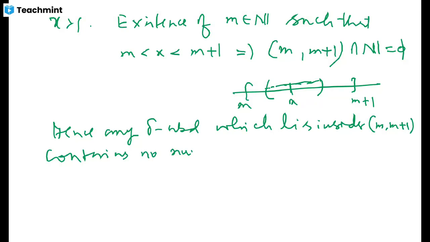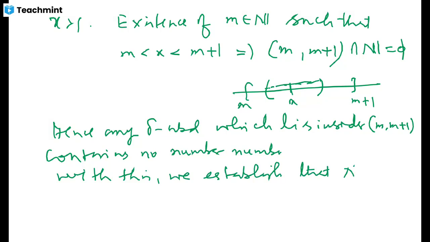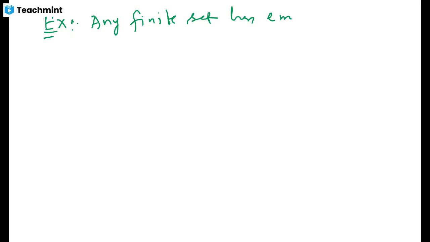and with this we establish that the set of natural numbers has no limit point. With the same argument, on the same lines, you can establish this. I will leave it, as it is very easily verifiable, that any finite set has empty closure.